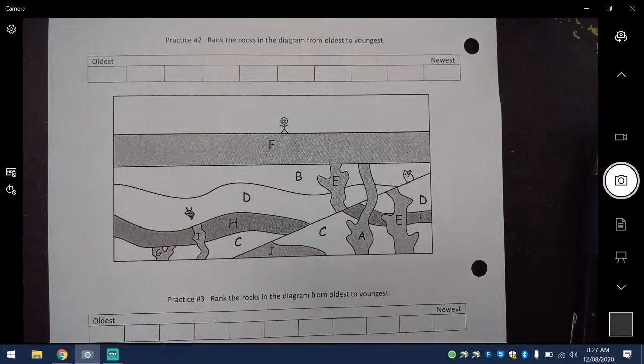You can do the last one if you want. Anybody at home have it done? I can get really close to my screen and see if you got the right answers.